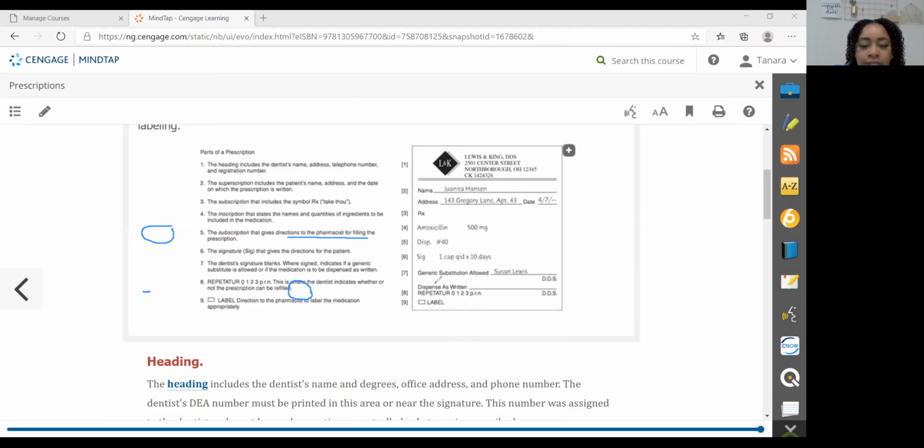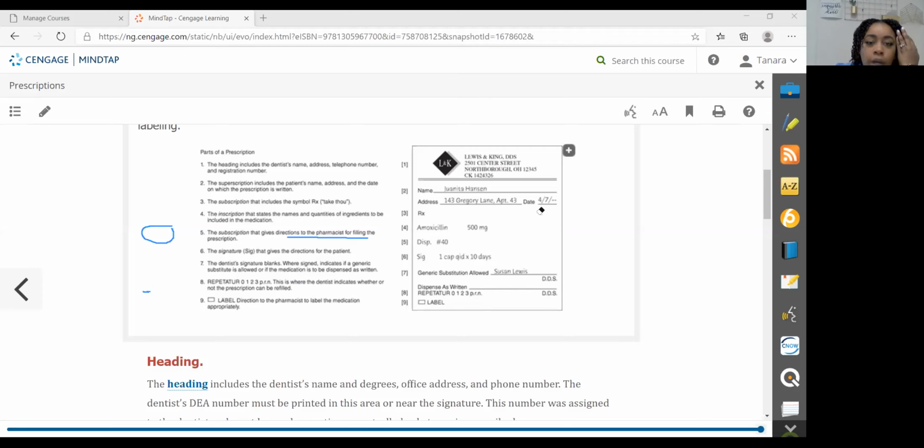All right. So as far as the dispense as written, that is put in place to indicate whether or not the dentist allows the patient to have a refill. If you pay attention when you pick up your medicine, the bottle will have 1 refill, 2 or 3. And if you look closely here, it gives you numbers to circle. So you have 0, 1, 2, or 3, and then it gives you another symbol.